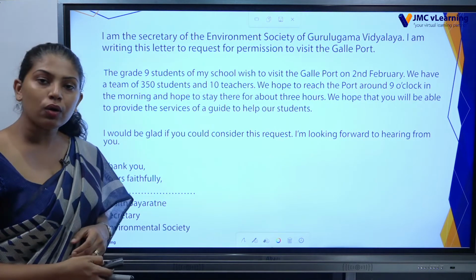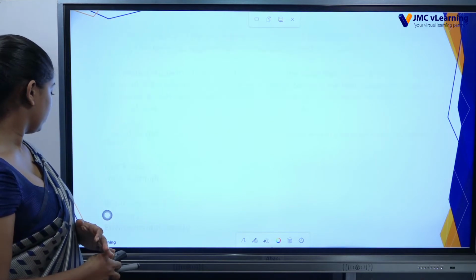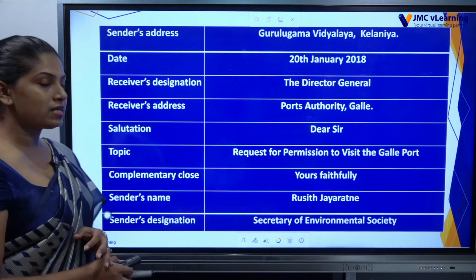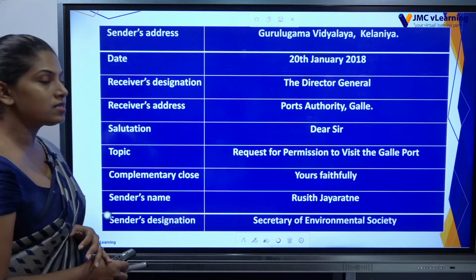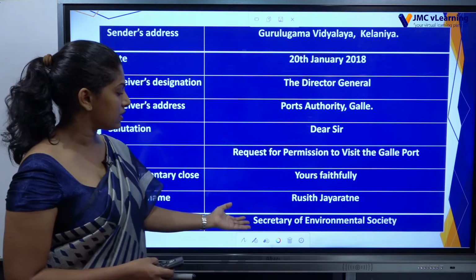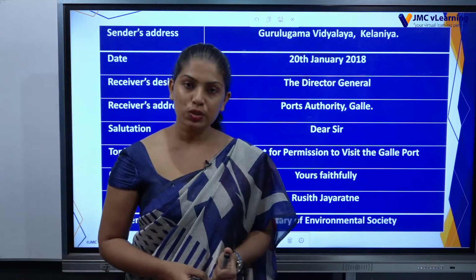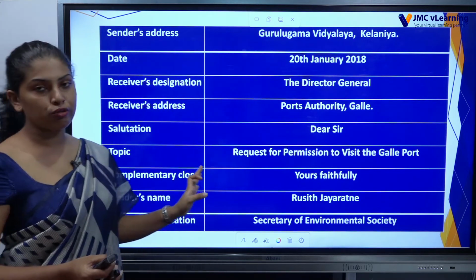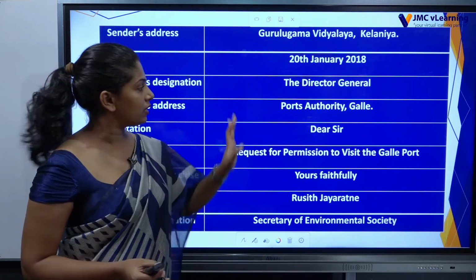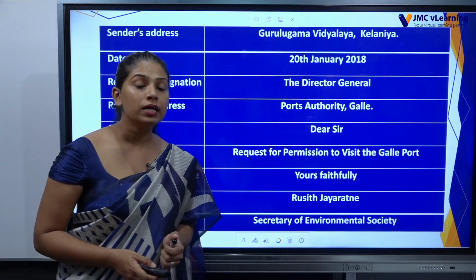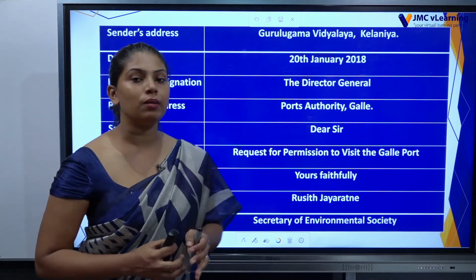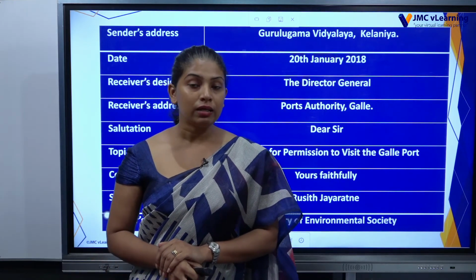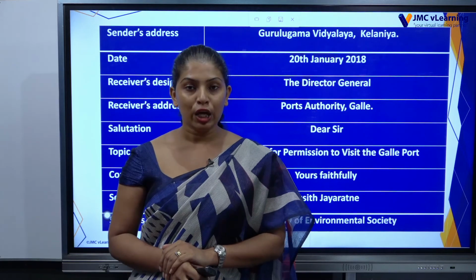Rusit Jayaratna wrote this letter. So he is the sender, and he is working as the secretary. Sender's designation was Secretary of the Environmental Society. So these are the topics we had to go through in that formal letter, and these are the answers regarding our example. So this is about formal letters and informal letters. I hope that you got a clear knowledge regarding formal letters and informal letters.